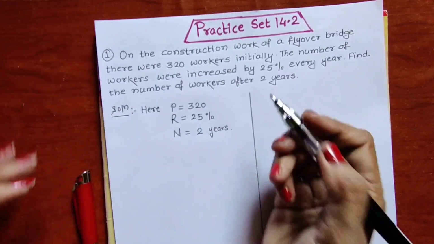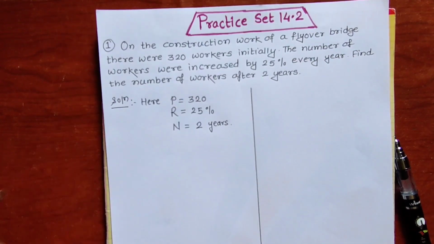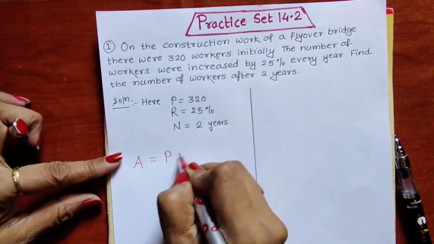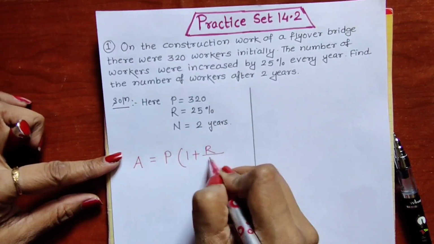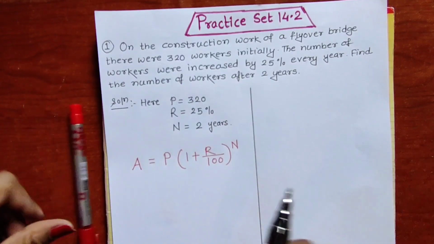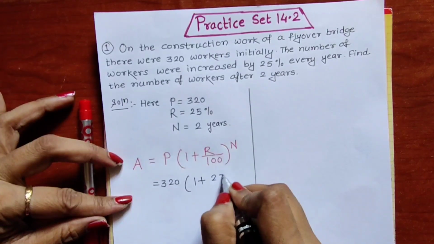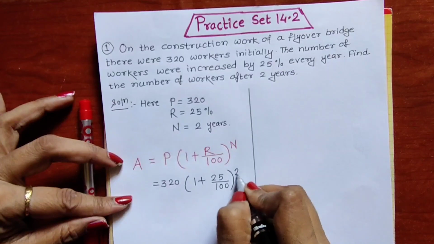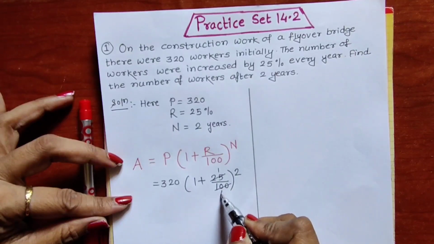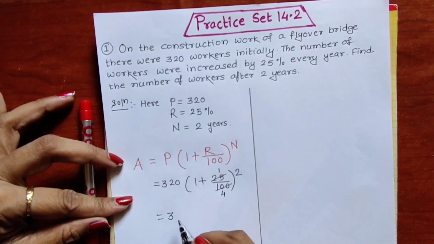Now see children, after writing the value of P, R and N, we can write the formula for finding the value of A. So the formula we will be using here is A = P into 1 plus R upon 100 raised to N. Same formula we are going to use here. So P value is 320, 1 plus R is 25 upon 100 raised to N is 2. Now here 25 and 100 can be cancelled. 25 ones are 25 and 25 fours are 100. So we can cancel it, make it easy. If the numbers are smaller, it becomes easy to calculate.